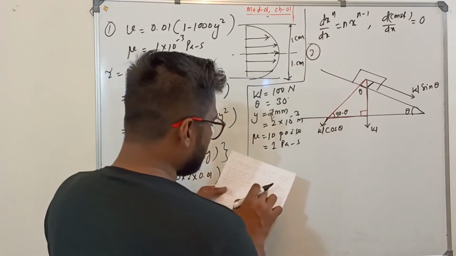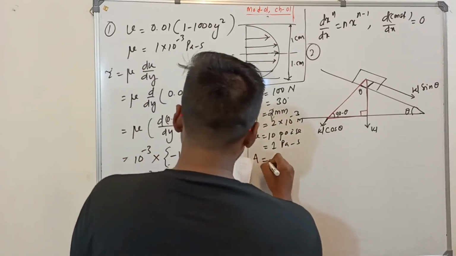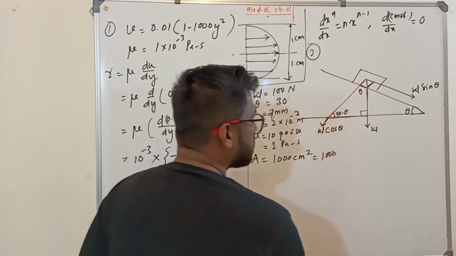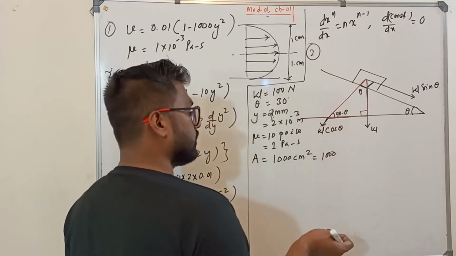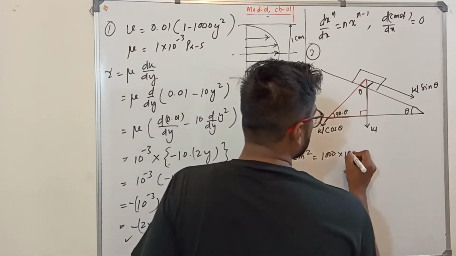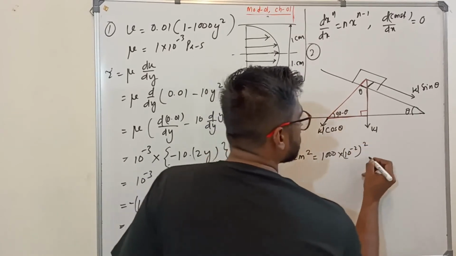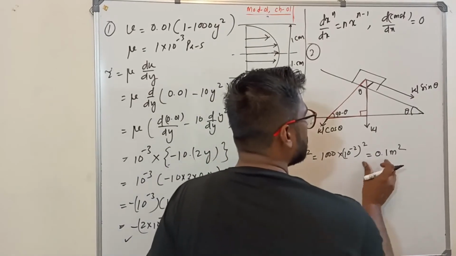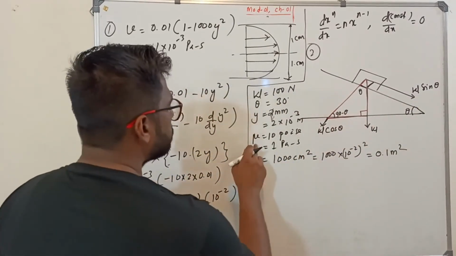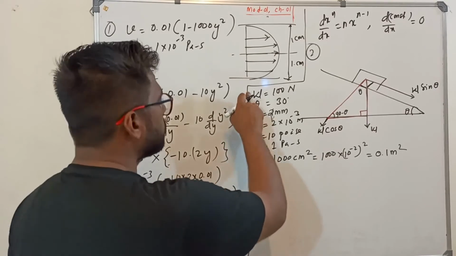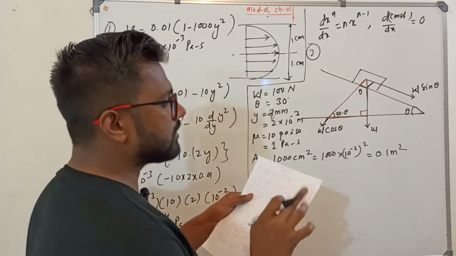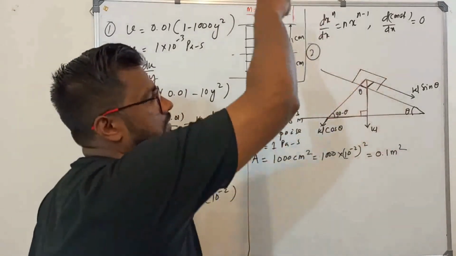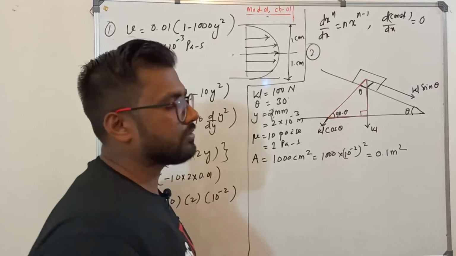The contact area is also given, how much? 1000 centimeter square. 1 centimeter is how many meter? Sir, 1 meter is 100 centimeter. So 1 centimeter is 10 to the power minus 2 meter. It's whole square. So 1000 into 10 to the power minus 4 is 0.1 meter square. So I know area, I know mu, I know y, I know theta, I know W. What they asked: estimate the terminal velocity of the block. At what velocity, maximum, will it reach, when the block is sliding.